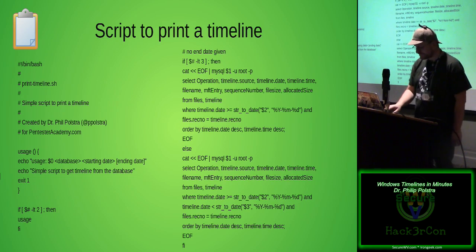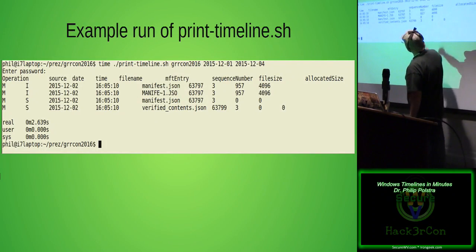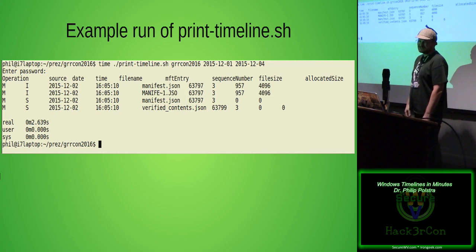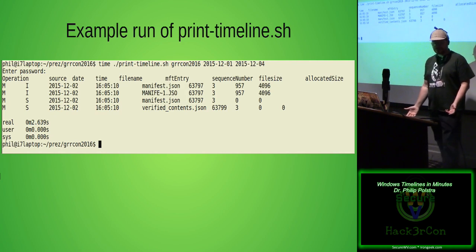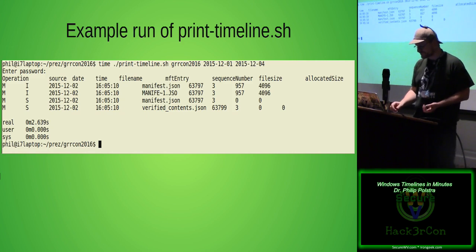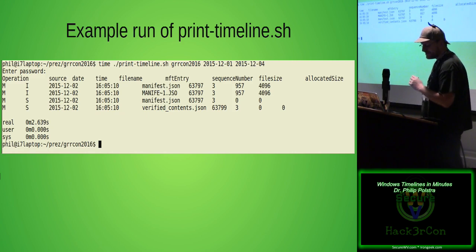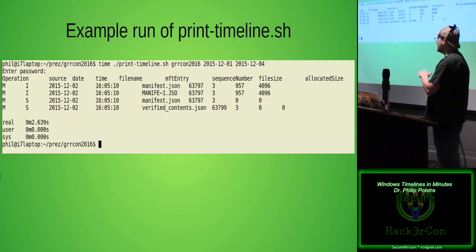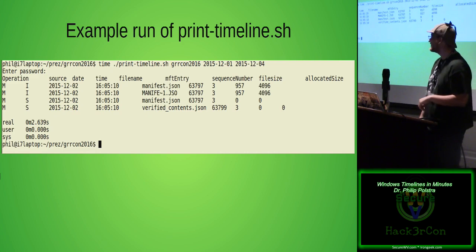Here's my else. You gave me an ending date. Same trick. The only thing that's different is I have this greater than or equal to this date, and less than the second date. So that's my query. I can go ahead and run that. Here's an example of running that, and a whopping 2.6 seconds. Not too bad. I'm still under a minute.